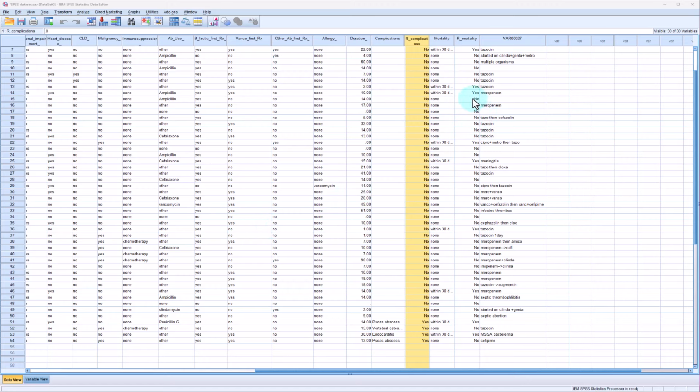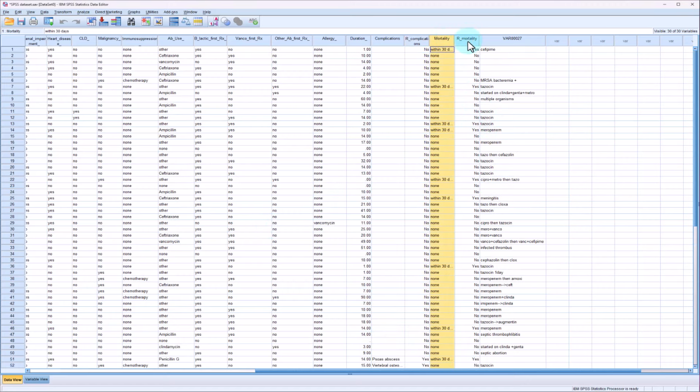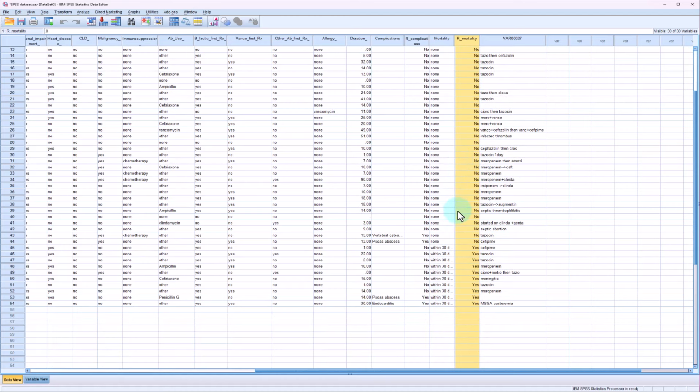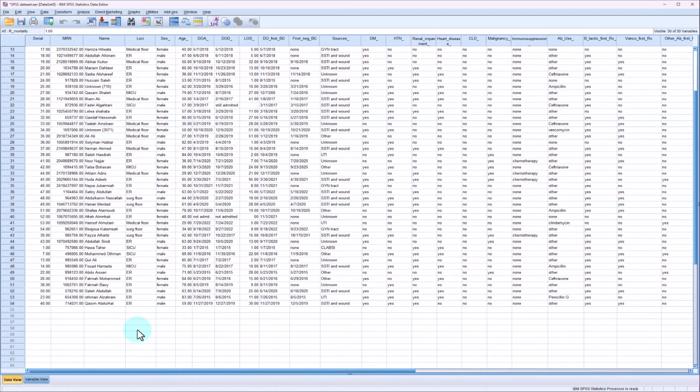I have also done the same for mortality. Here I made the mortality variable yes and no so that I can compare between these two groups, those who died and those who did not die, in terms of other variables. For example, among the males or among the females, what percentage of the cases died? Is there any statistically significant difference or not?